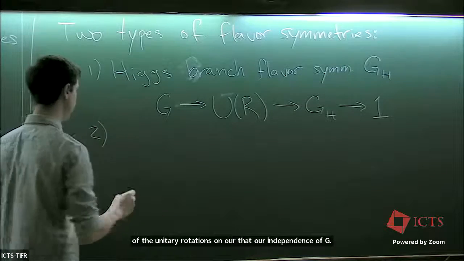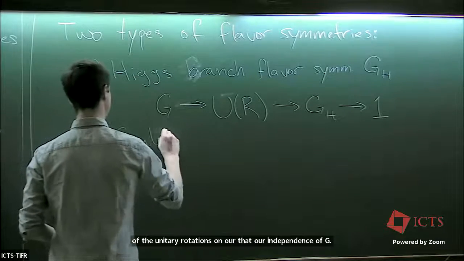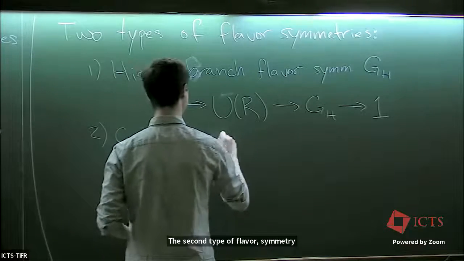The second type of flavor symmetry is called a Coulomb branch flavor symmetry.